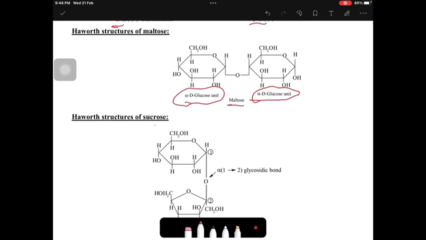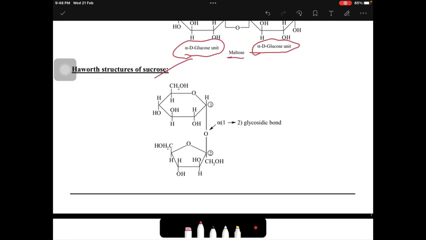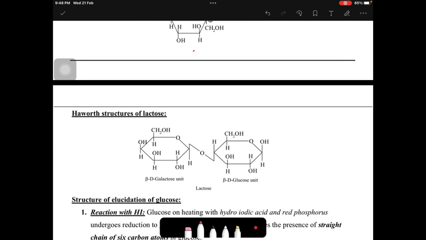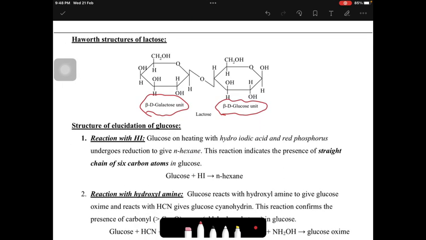How is the structure of sucrose? One is glucose, another one is fructose. Glycosidic linkage between 1 and 2. How is the structure of lactose? One is beta D galactose, another one is beta D glucose unit. Here the linkage is 1, 4.